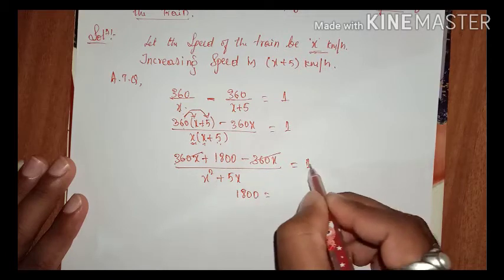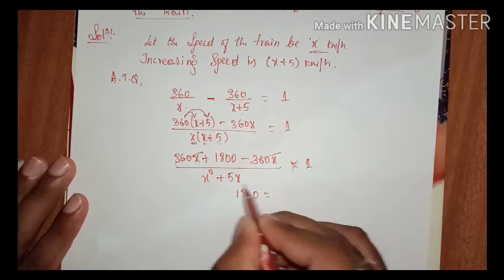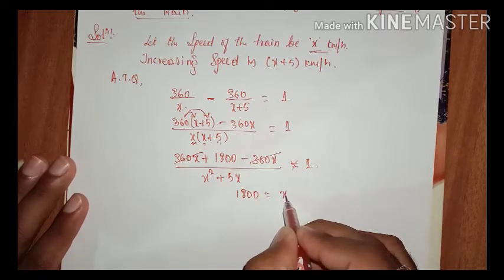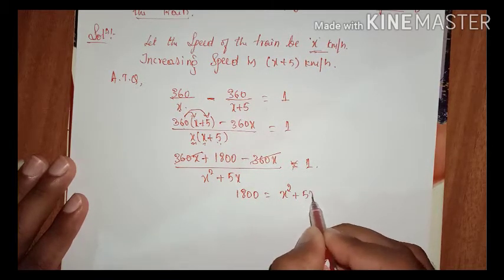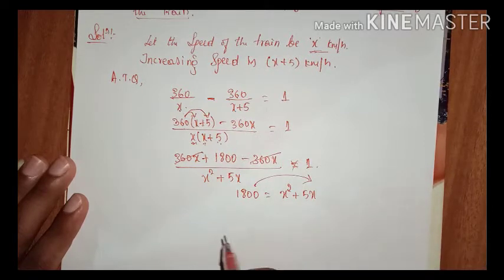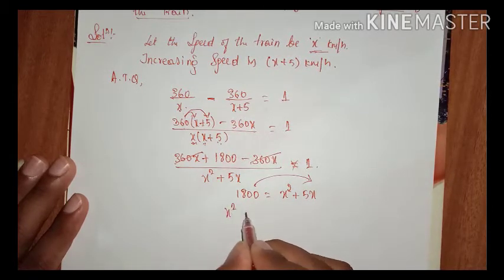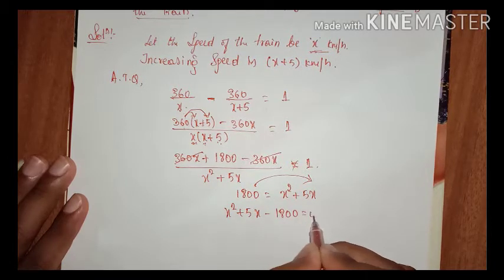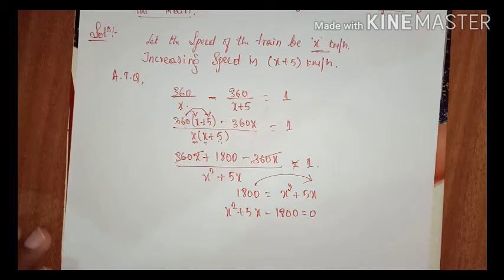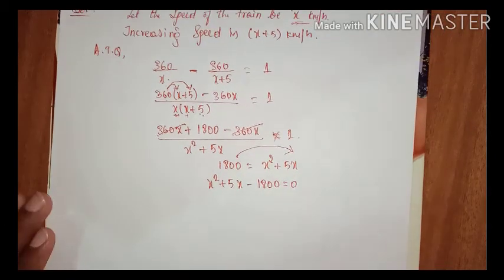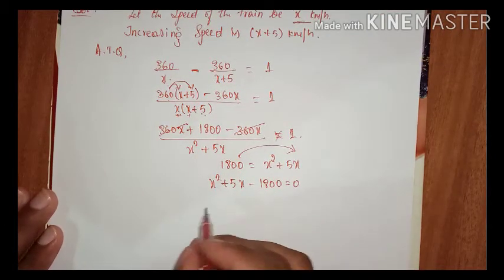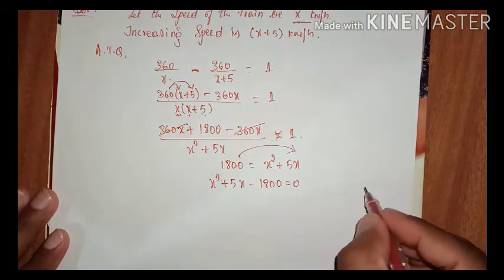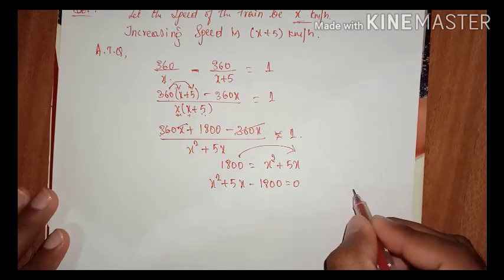1800 equals to, we'll do cross multiplication. So everything will come to the numerator, multiplied by 1 it is the same, x square plus 5x. Send this one to the right hand side, then it will become x square plus 5x minus 1800 equals to 0. Now we got the quadratic equation. If you get a quadratic equation, we know to solve it by using the factorization method. Any other method also you can go. Okay, let me go with the factorization method.